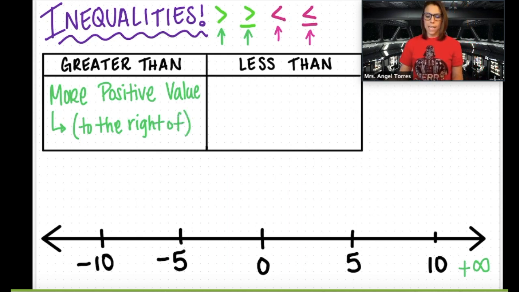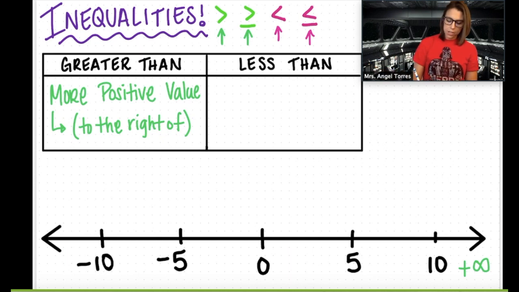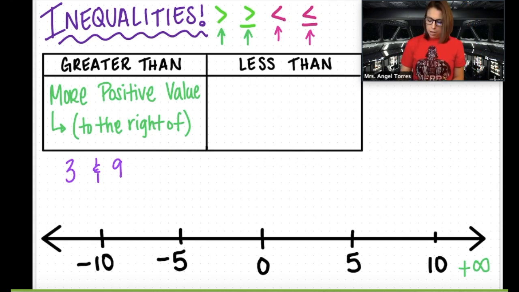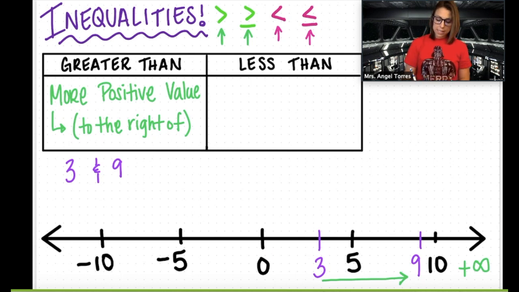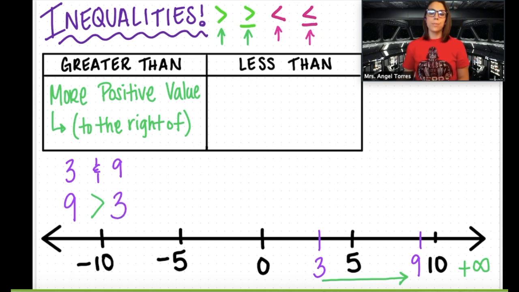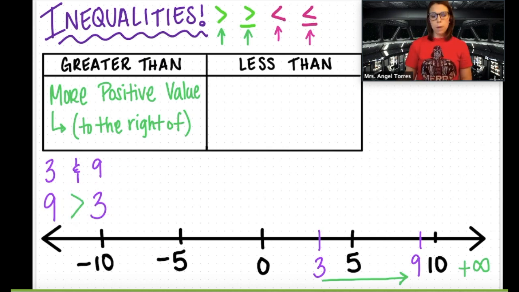So let's look at a few examples. What if I wanted to investigate the relationship between 3 and 9? So on a number line, 3 would be about here and 9 would be about there. So using this definition, which one is more positive, 3 or 9? Well, 9 would be more positive because it's to the right of 3 on the number line. So this is how we would write this relationship. We would say that 9 is greater than 3 because it's more positive, it's to the right, and it's closer to positive infinity.